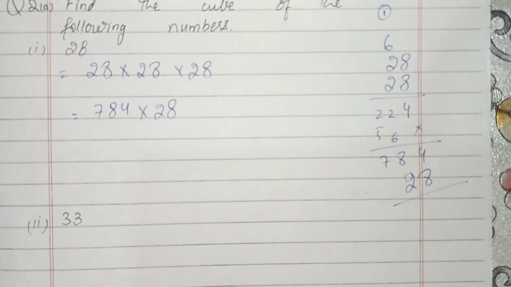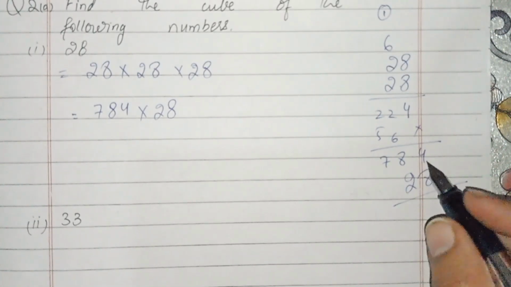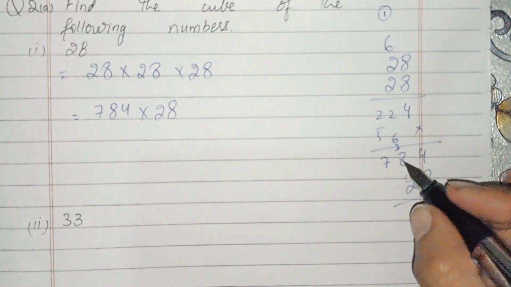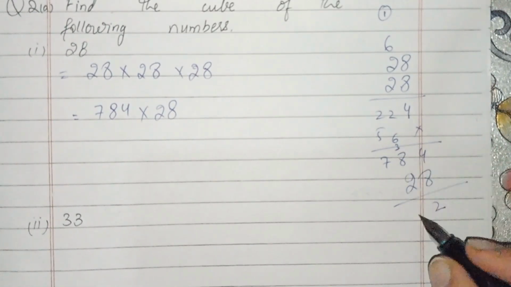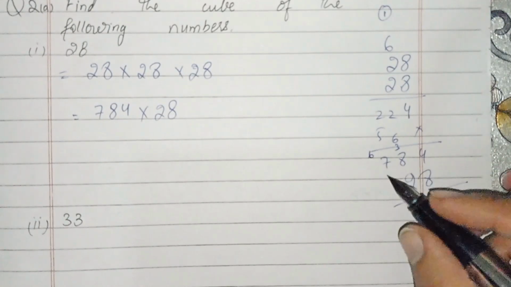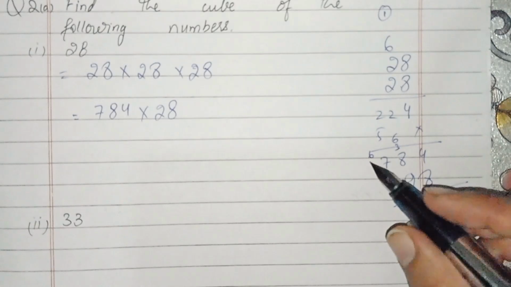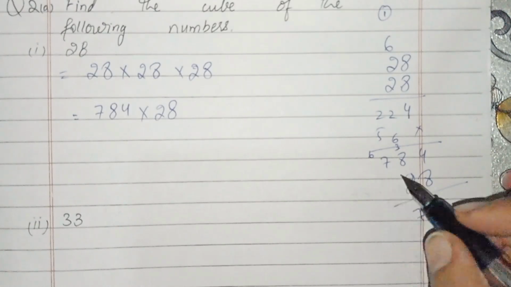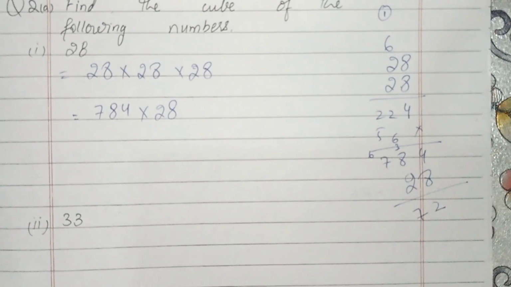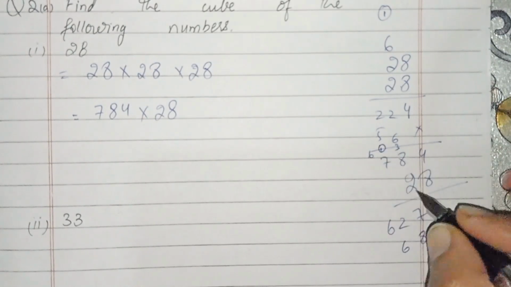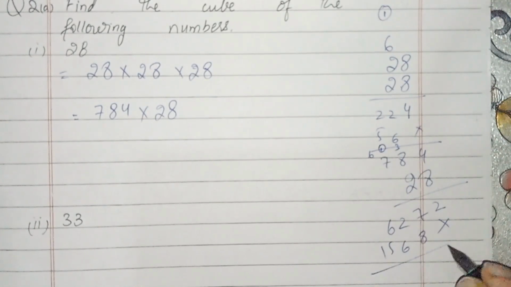28. 8 times 4 is 32, 2 and 3. 8 times 8 is 64, 64, 65, 66, 67. 8 times 7 is 56, 56 add 6. We get 62. 8 times 2 is 16, 1 carry. 2 times 7 is 14, and 1 makes 15.